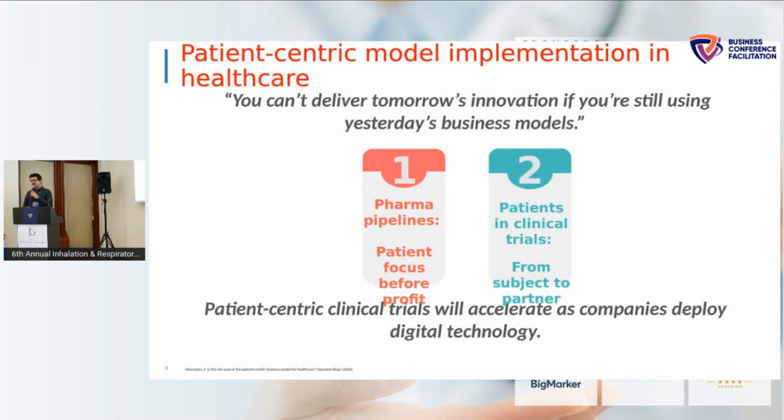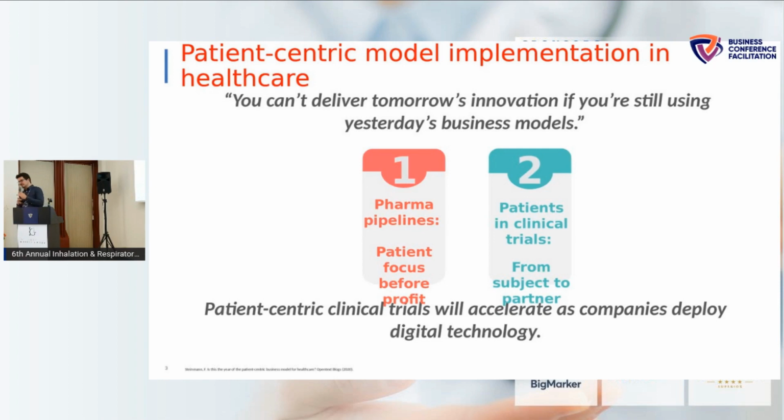Also, as we are currently living in a very digitally oriented environment, going forward, I'm also expecting that patient-centric clinical trials will be expedited due to this trend.